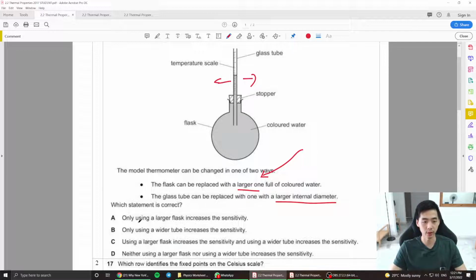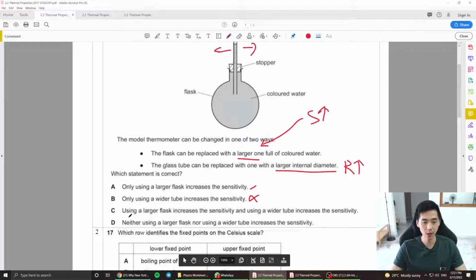Now if I use this, what's going to happen is, using a larger flask is obviously going to increase the sensitivity, but using a larger internal diameter is actually going to increase the range. Which statement is correct? Using a larger flask increases the sensitivity. This is possible. Using a wider tube increases the sensitivity. Not possible. In fact, if anything, using a wider tube is going to decrease the sensitivity. Using a larger flask increases the sensitivity, and using a wider tube increases the sensitivity. Not true as well.